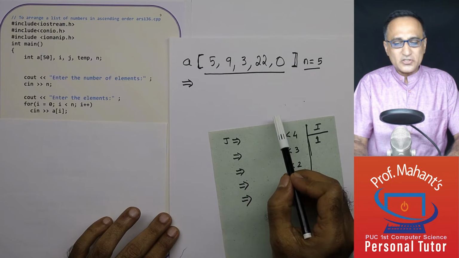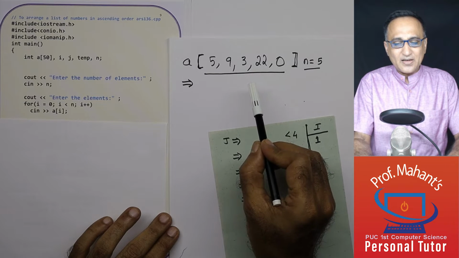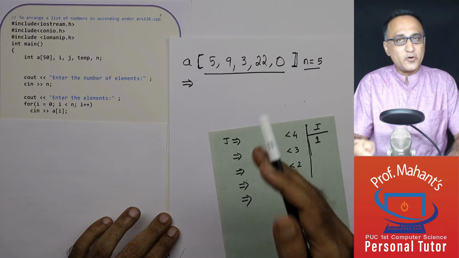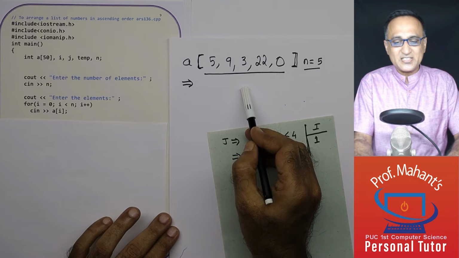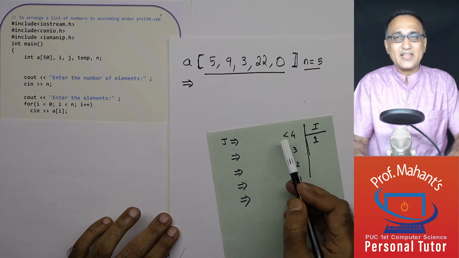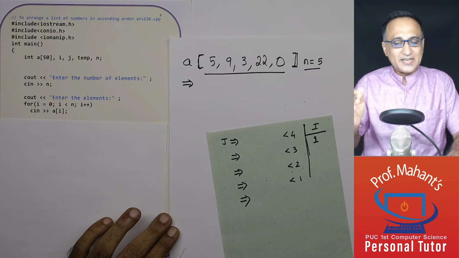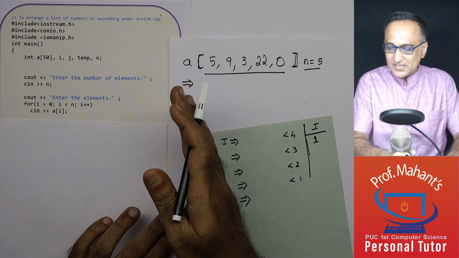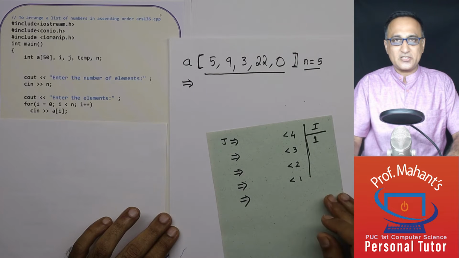Next time when it goes, it will put 5, then you will have 9 and then 22. It will not even go to 9 and 22 because they have already been put. So it will put 5 as the third largest number. Next time when it goes, it will put 3 as the fourth largest number. And finally it will put 0 in the first position, indicating it's the smallest number. This is the way you're going to have numbers arranged in order from lowest to highest.